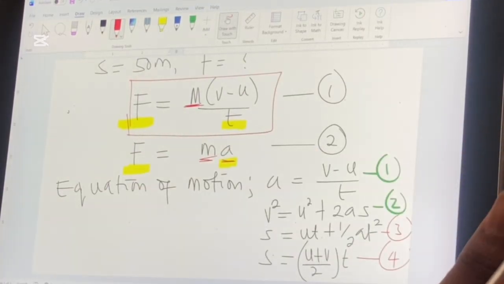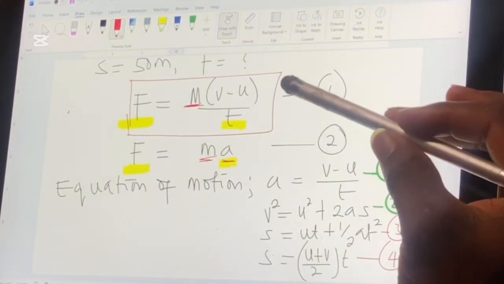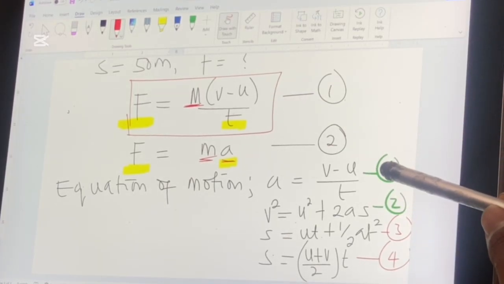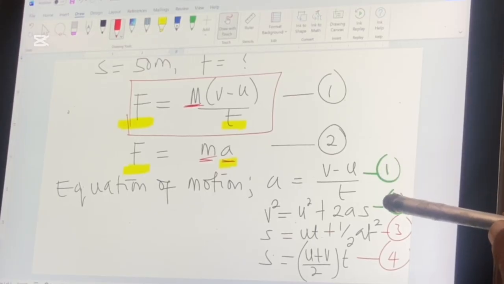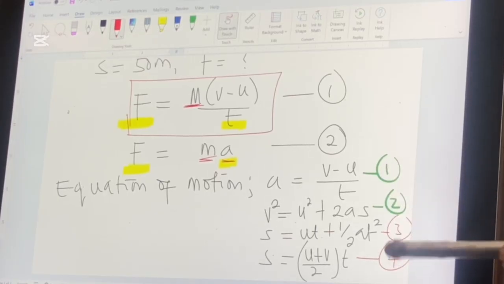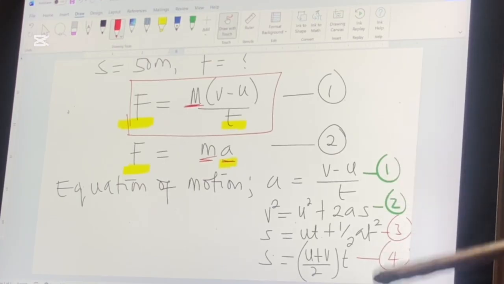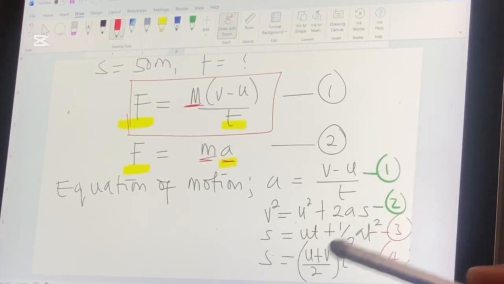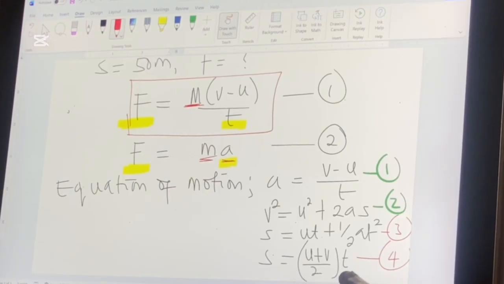So our limitation here is time, that is t. So from this equation of motion here, either equation 1, equation 2, equation 3 or equation 4, which of them here has the available parameters? Now if you use equation 1, acceleration is not given to us and time is not given to us, so two parameters are unknown to us here, so it's impossible.